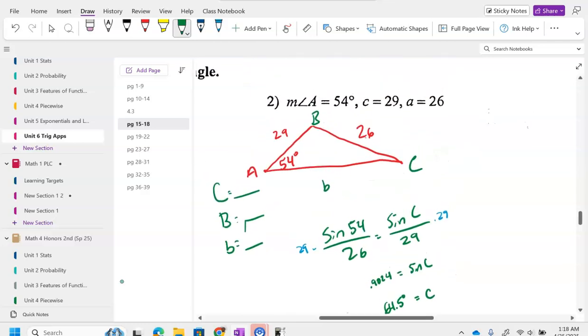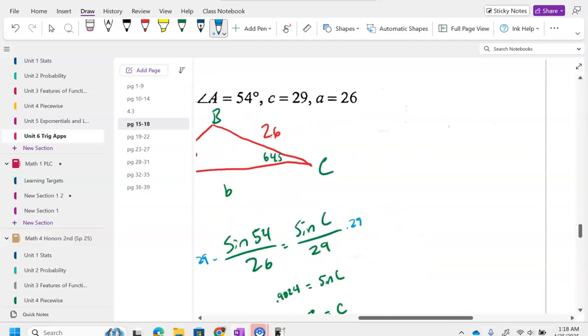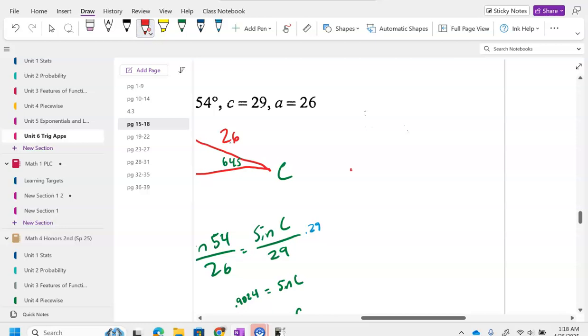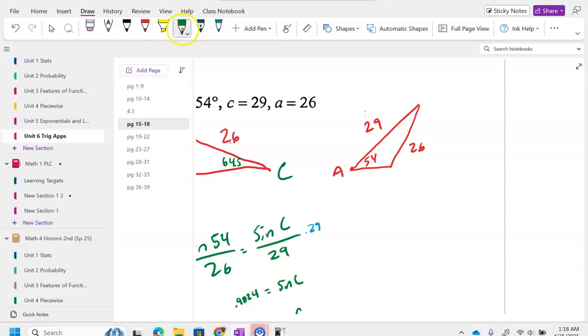Okay, so that's our angle here, 64.5. And so now we have that angle. And so we're going to see if that second triangle exists. So we're going to draw the second triangle. And we have 54, 26, 29. And so we are going to look for our new angle C. And we're going to see if it exists.